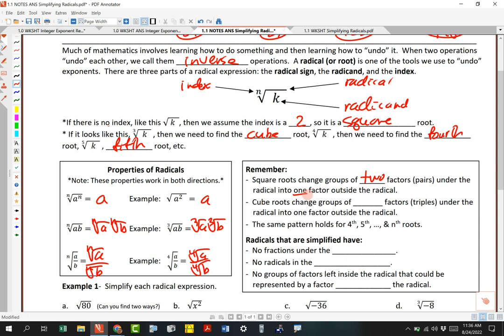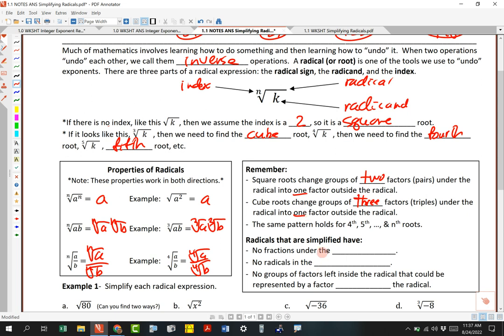Cube roots change groups of three factors, or in other words, we'll call them triples. So if you've got a group of three of the same factor underneath the radical, you can make it into one factor on the outside of the radical. So for square root, we're looking for pairs. Cube root, we're looking for triples. Fourth root, we're looking for groups of four. Fifth root, we're looking for groups of five, and so forth.